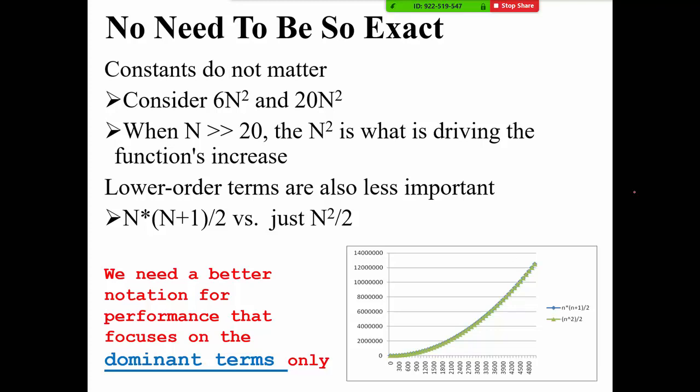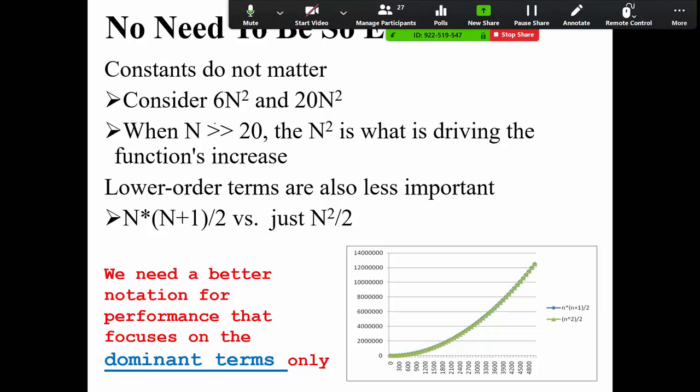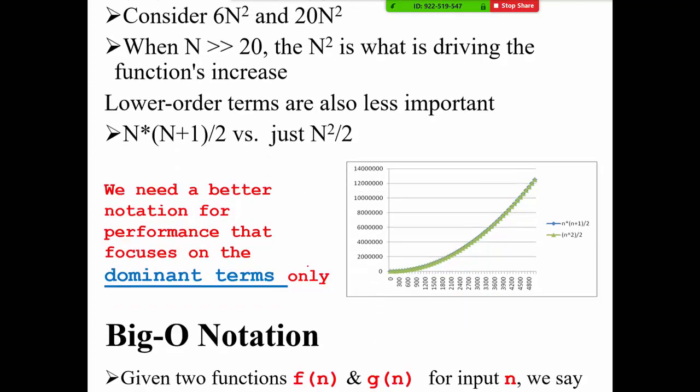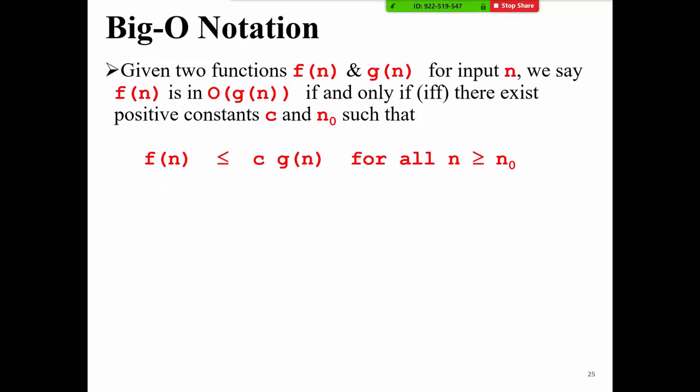That's why we don't need to know exactly if we have 6 times n squared or 20 times n squared, or if we have n squared plus n divided by 2, or n squared divided by 2. So there is a dominant term that we see inside the function's running time, and we have to know what this dominant term is, and this will control the time complexity. Here is the big O notation.